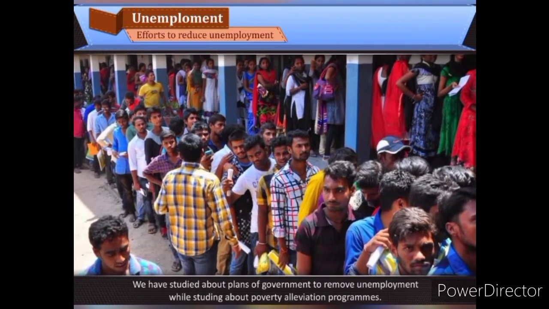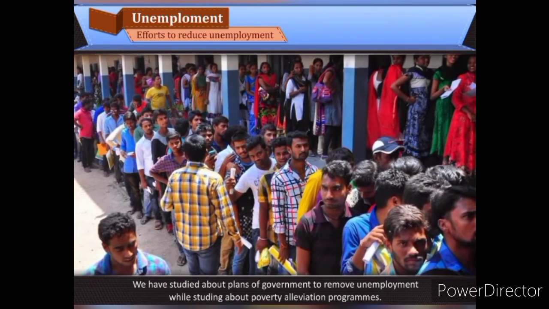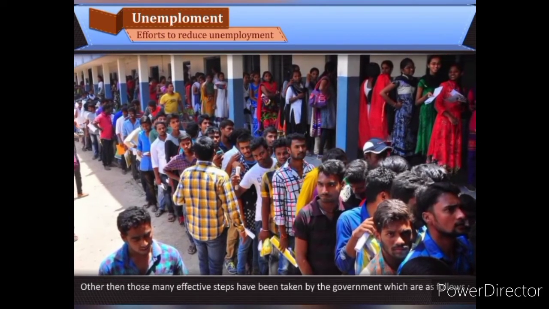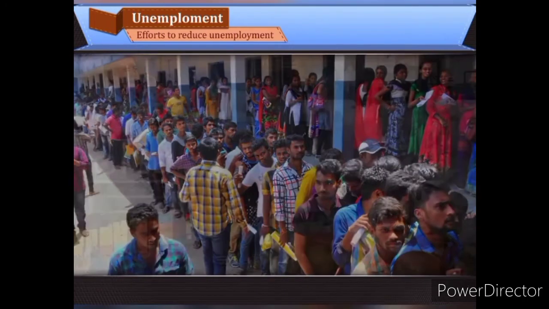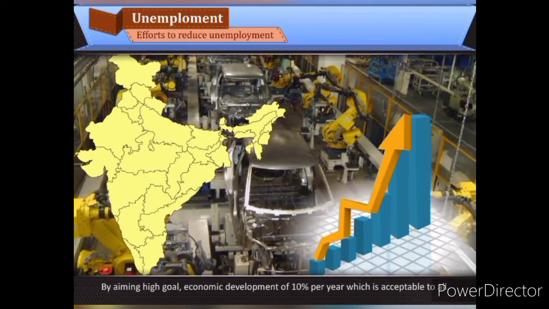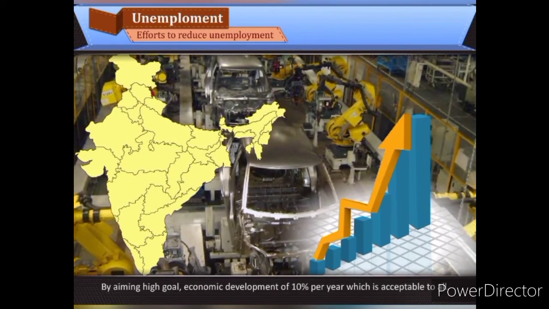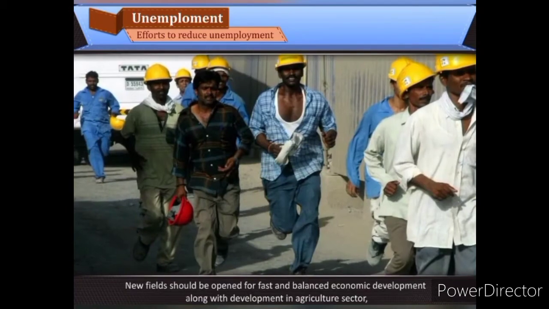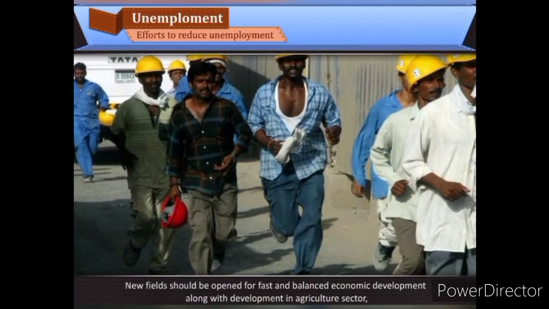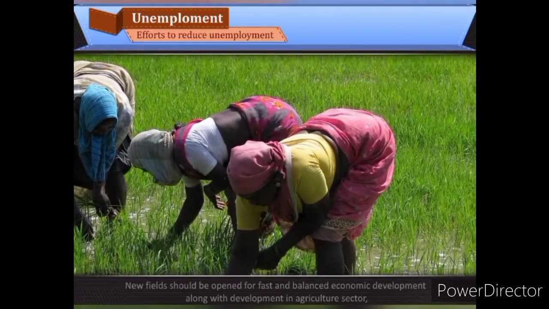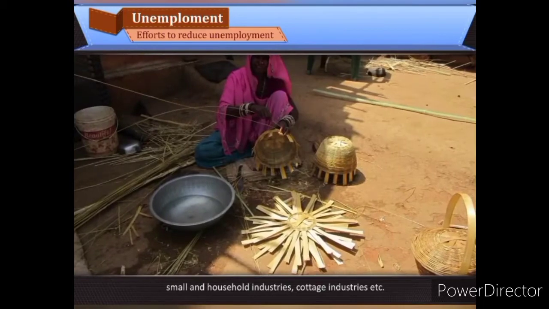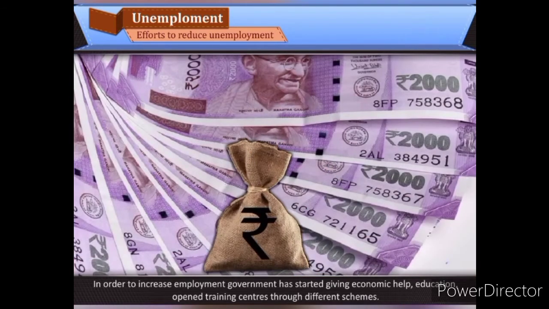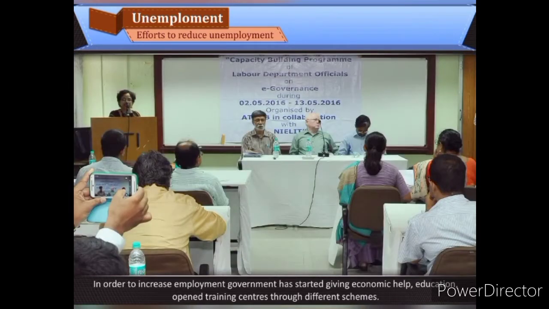We have studied about plans of government to remove unemployment while studying about poverty alleviation programs. Let's recall them. Other than those, many effective steps have been taken by the government, which are as follows. By aiming high goal, economic development of 10% per year, which is acceptable to all. Increasing capital investment and opportunities of employment. New fields should be opened for fast and balanced economic development, along with development in agriculture sector, small and household industries, cottage industries, etc. In order to increase employment, government has started giving economic help, education, opened training centers through different schemes.